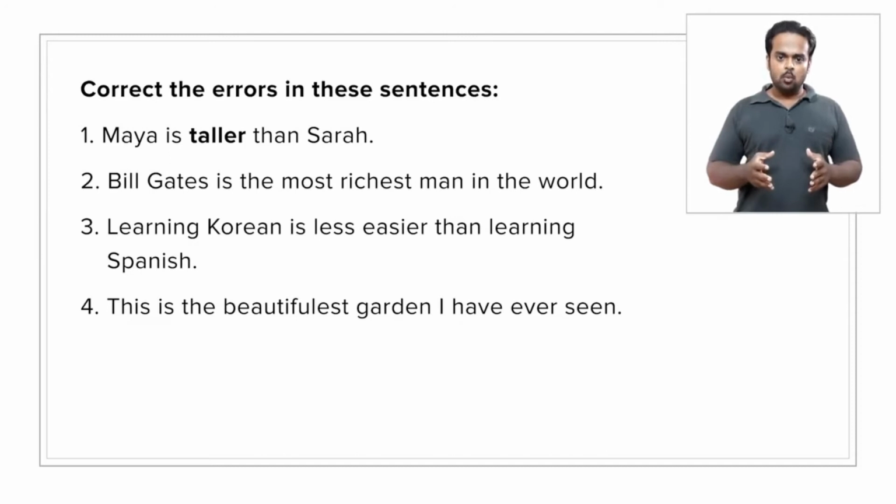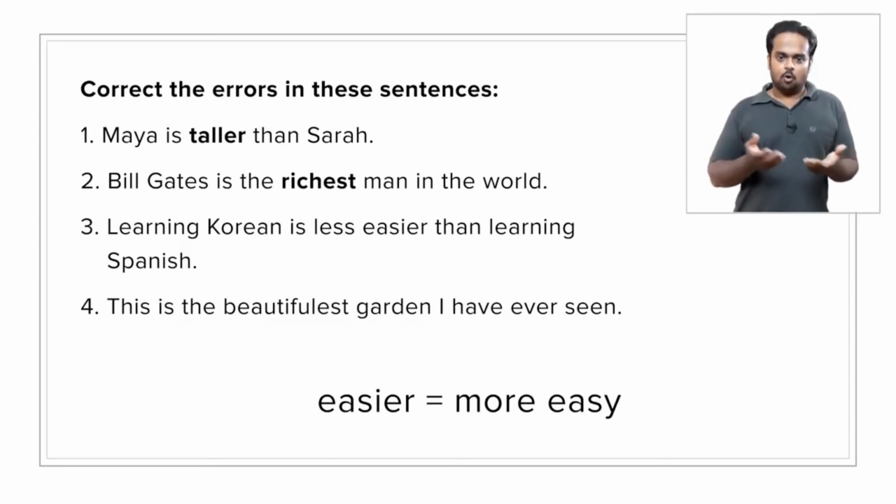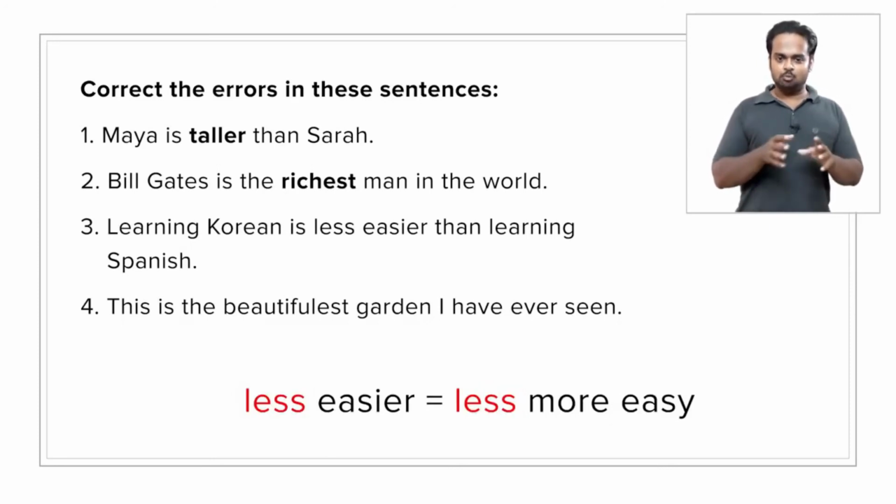So in number 2, we have an EST form, richest, but we also have most. We'll need to remove that. So Bill Gates is the richest man in the world. And number 3, the problem is slightly different because we have less. We cannot say less easier because, again, easier means more easy. So it's like saying less more easy, which makes no sense.